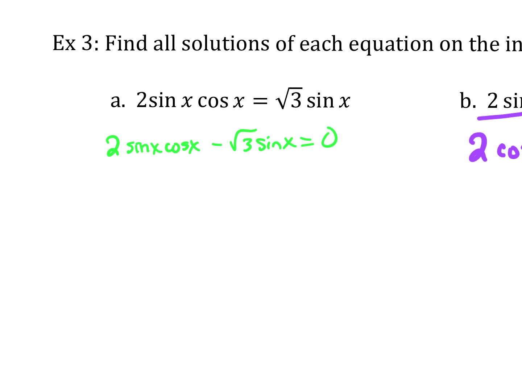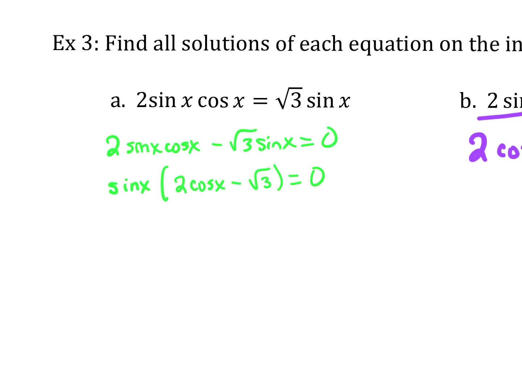Remember, we need 0 in order to start our factoring business. What's our common factor there that we can factor out? Alex? Sine x. Sine x, good. So if we factor out a sine x, then we are left with 2 cosine x minus root 3 equals 0.